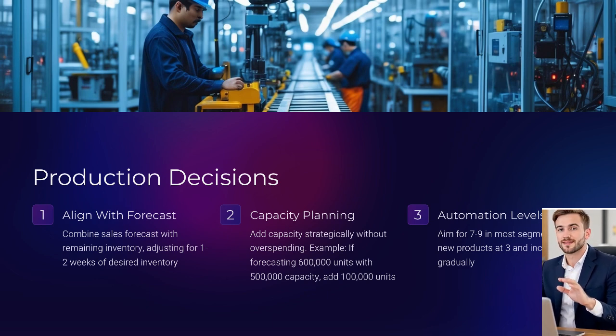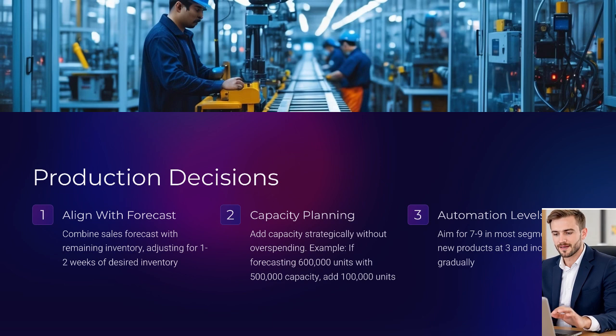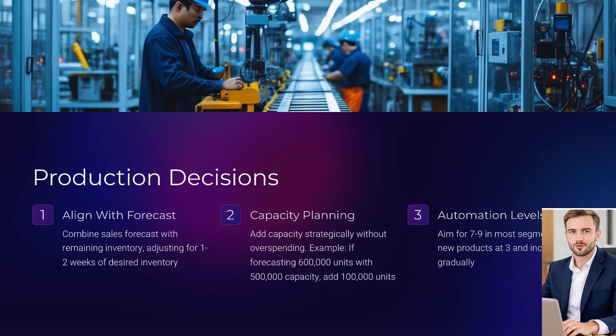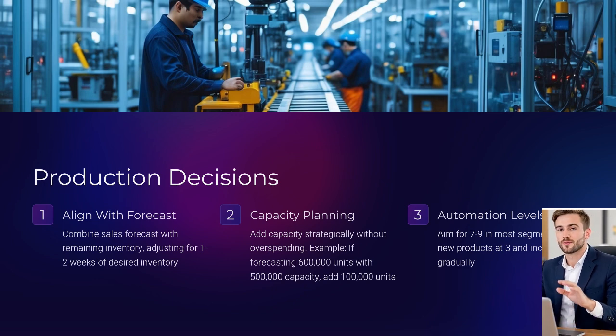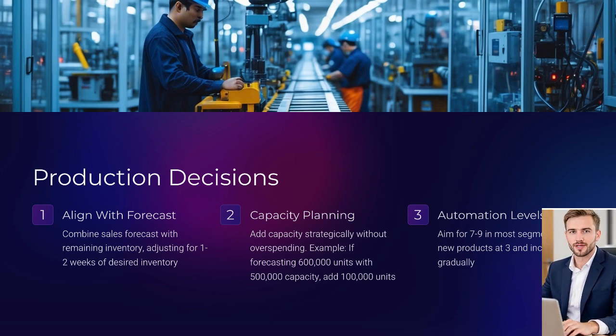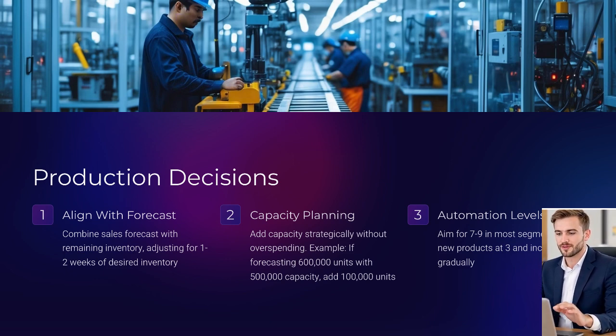Let's say you forecasted 600,000 units of demand for a product. If your current capacity is only 500,000, and automation is low, you may need to add 100,000 units of capacity and increase automation. Be sure to check your financial limits before making large capital investments.